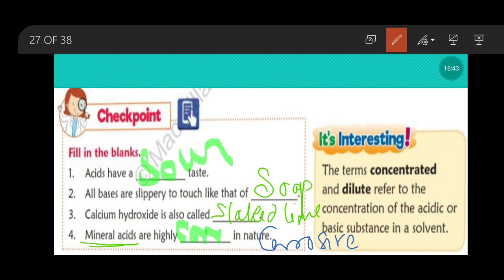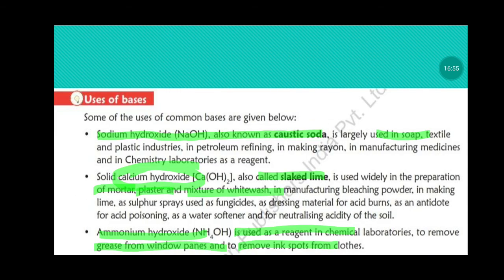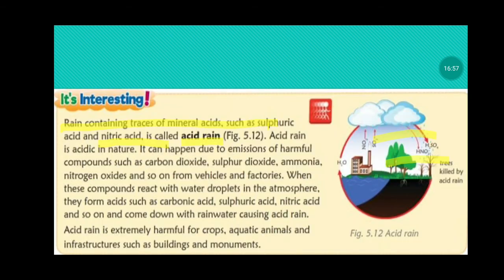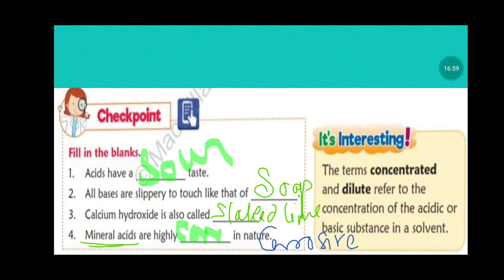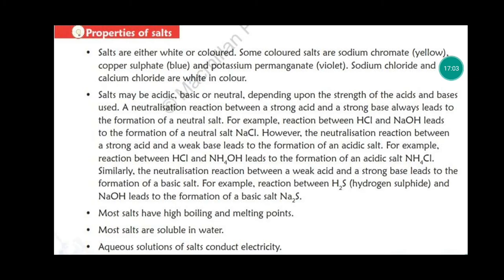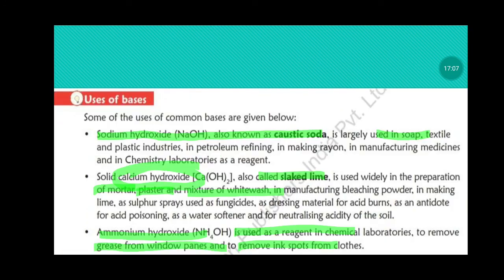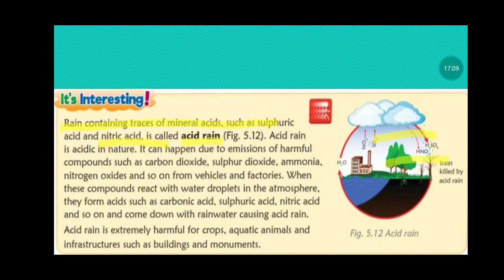Okay, next, the terms concentrated and dilute refer to the concentration of an acid or a base in a solvent. I have told you already that when we say dilute, the particular acid is mixed with some solvent, or water. So up to this we have studied about bases and acids, uses of acids, uses of bases. Next, salts and the neutralization reaction we will be studying in the next class. So up to here we are completed. In the next class we will be studying about salts. Okay, thank you.